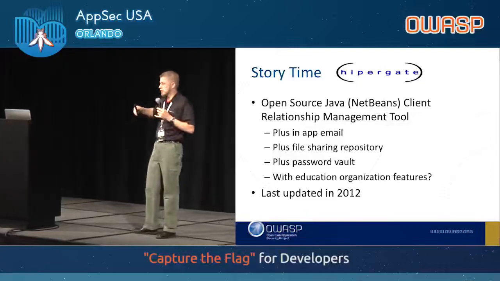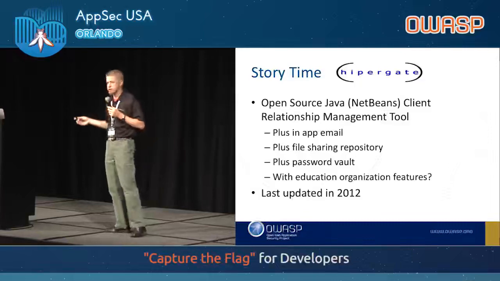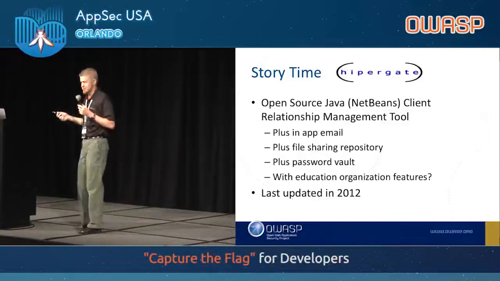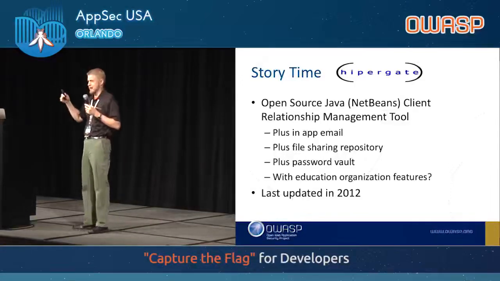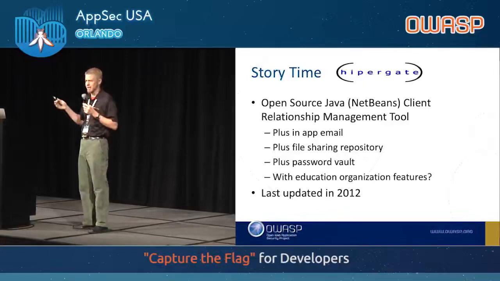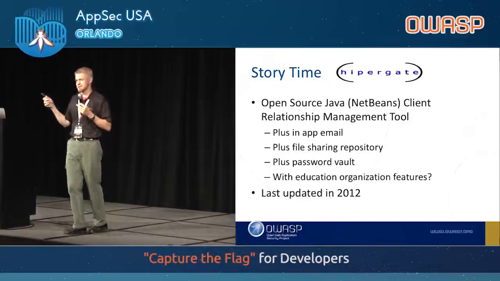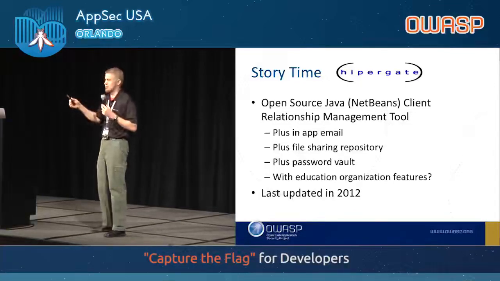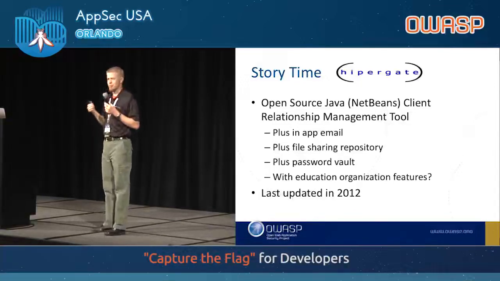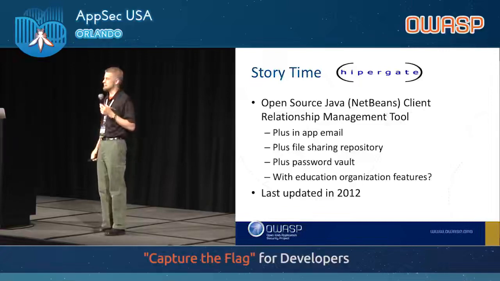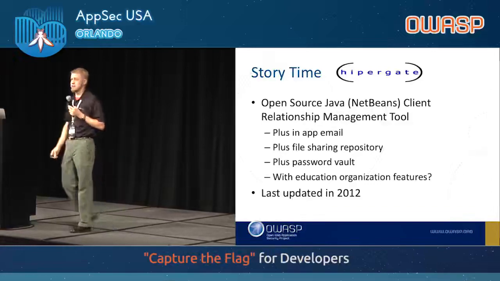So this application had all sorts of extra features built into it, right? It's a client relationship management software. You expect it to track contacts, maybe potential contract value, that kind of stuff. But they had built in an email application, like you could send stuff to each other. It was a file repository. It was a password vault. What does this have to do with a CRM app? So that smelled fishy to me. And then the kicker was it hadn't been updated in, at the time, 3 years.